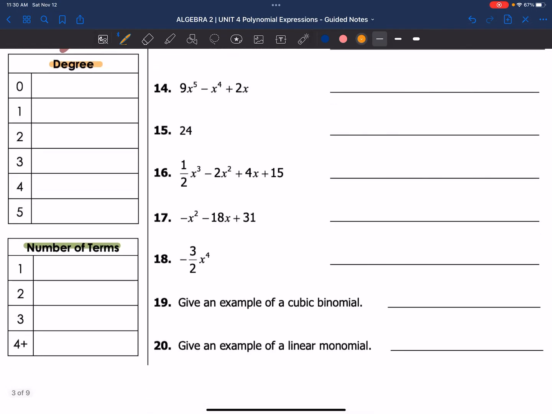So if you have 0 exponents, that is called a constant. If you have at most a variable, but its power is only 1, its degree is only 1, that is called linear. If its degree is 2, it's called quadratic.